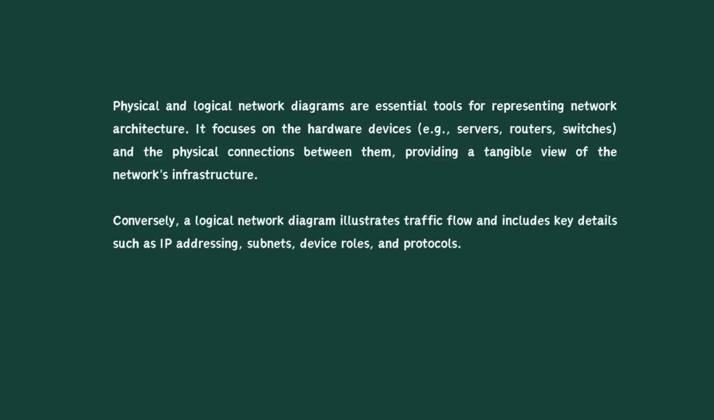Physical and logical network diagrams are essential tools for representing network architecture. A physical diagram focuses on the hardware devices, for example servers, routers, switches, and the physical connections between them, providing a tangible view of the network's infrastructure. Conversely, a logical network diagram illustrates traffic flow and includes key details such as IP addressing, subnets, device roles, and protocols.